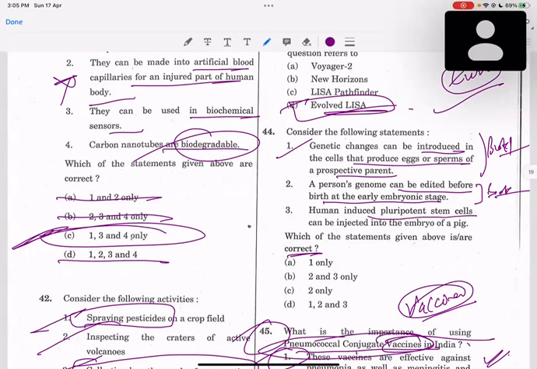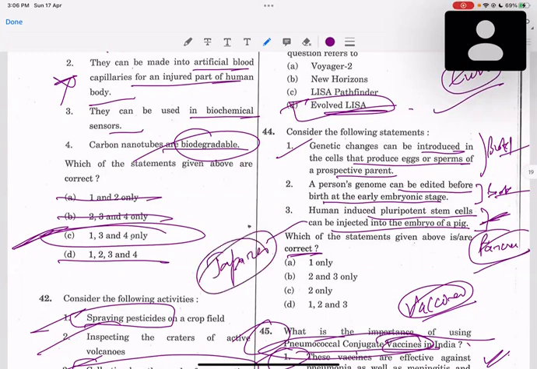Human-induced pluripotent stem cells can be injected into the embryo of a pig. Yes, it was in the news that we are using human stem cells to create different human body parts in the pig. We are trying to create a pancreas. It was a Japanese scientist who got approval for it. So it's simple, clearly mentioned in current affairs news. So definitely the answer is D.